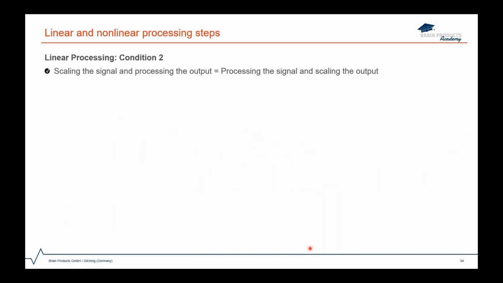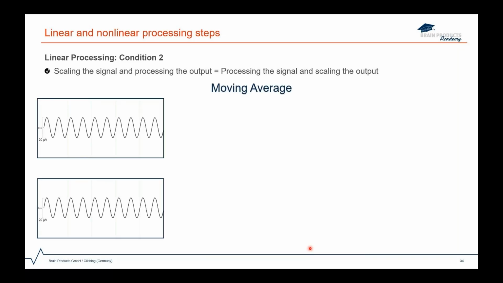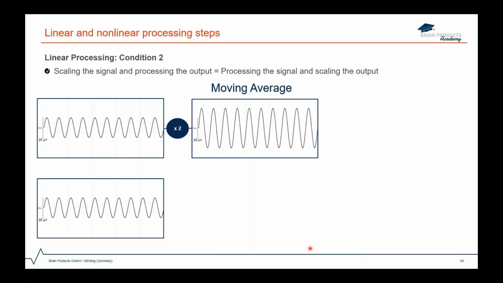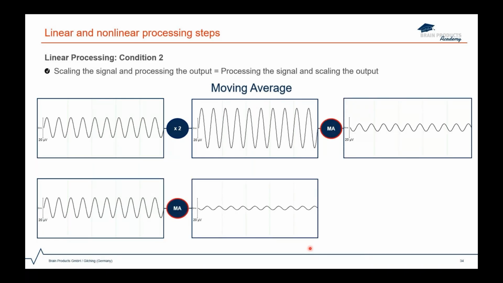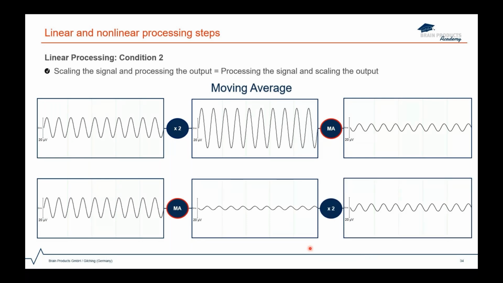For condition 2, we can have a signal and we can scale it first and then process the output, or otherwise we can apply the processing and then scale the output, and the result will be the same. So again, with moving average, we have this sine wave over here. Then we can first scale it, for example, multiplying it times 2, and then use moving average. Or otherwise, we can use first moving average and then scale it, and the result will be the same.